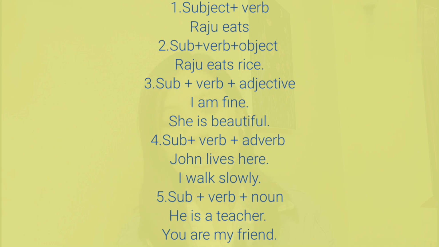And fourth one, subject, verb, adverb. John lives here. I walk slowly. And the fifth one is here, subject, verb, and noun. Like, he is a teacher. You are my friend. Now let's learn other patterns of forming sentences.